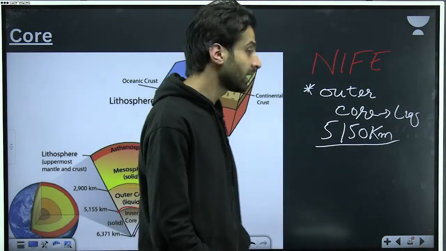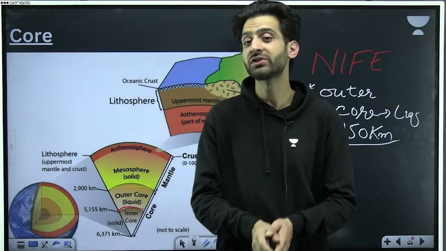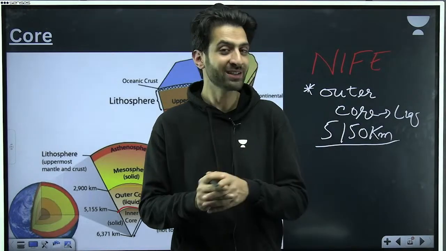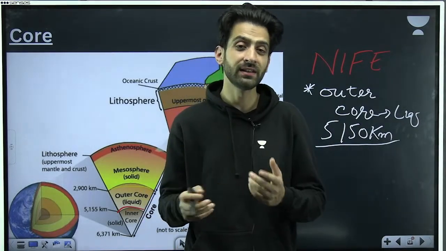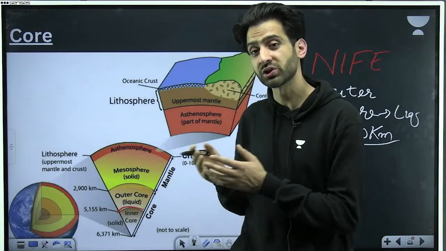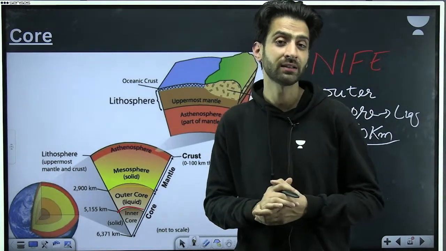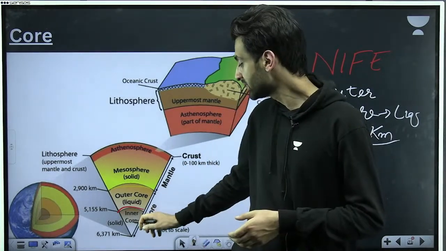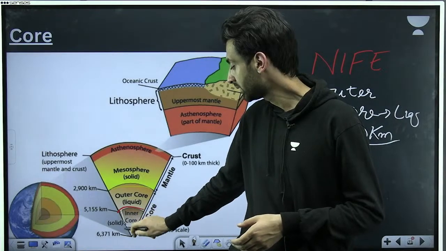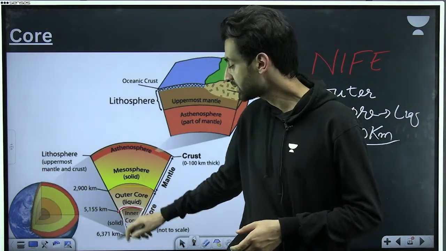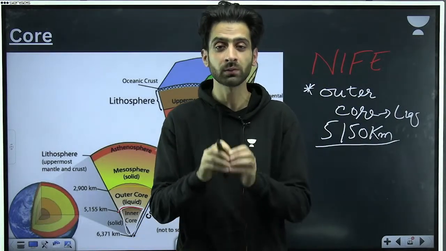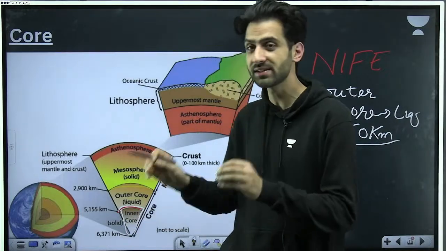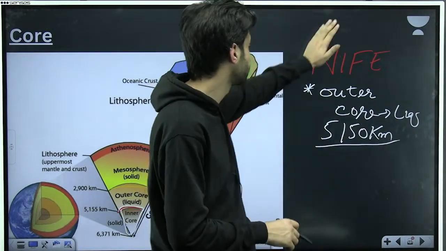Now, the last layer is the inner core, but very interestingly, it is again solid. Very confusing, na? You get a solid layer, then a liquid layer, then again solid. At one place the pressure is working, at the other place it's not working. How can it happen? The reason for the inner core to be solid is because the entire weight of the earth is on this. This is the innermost part of the earth.